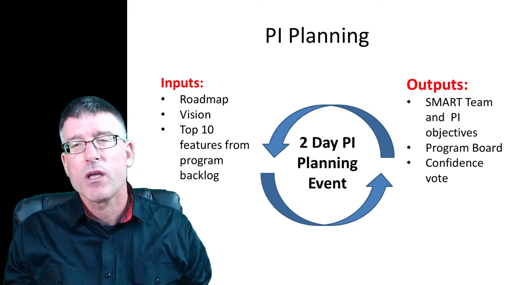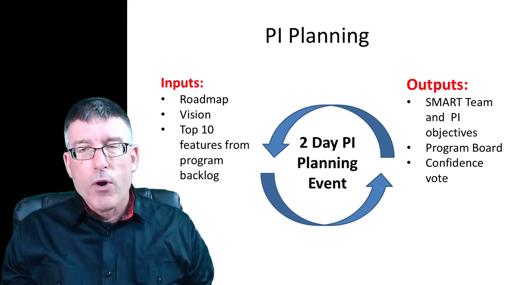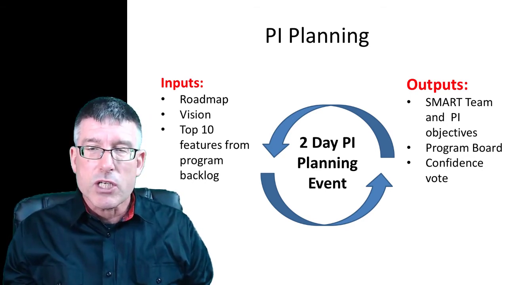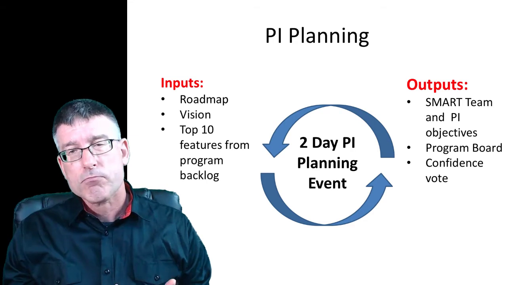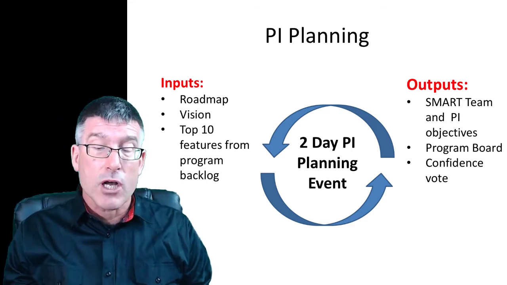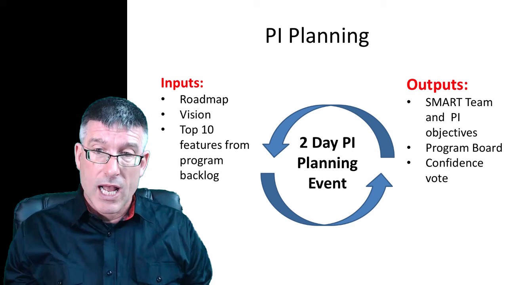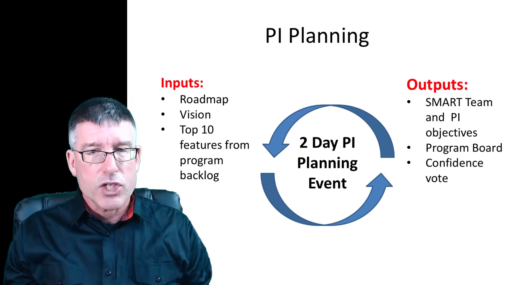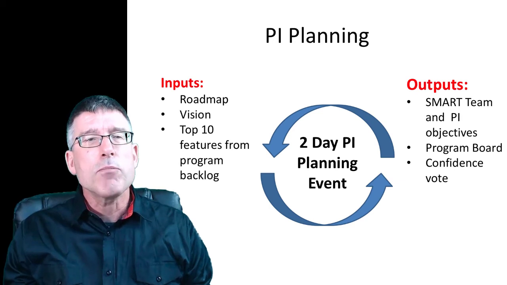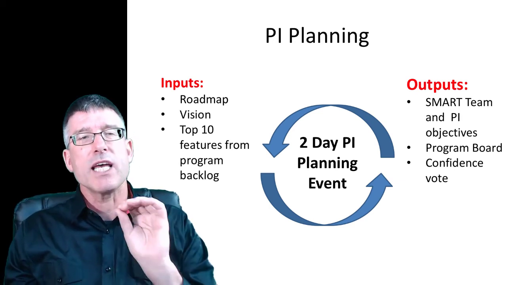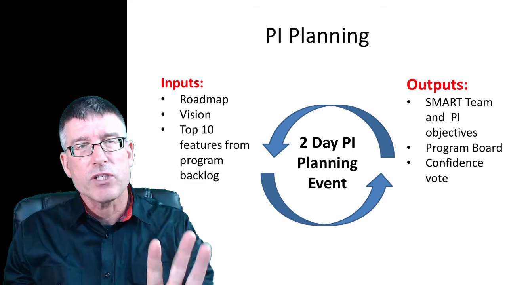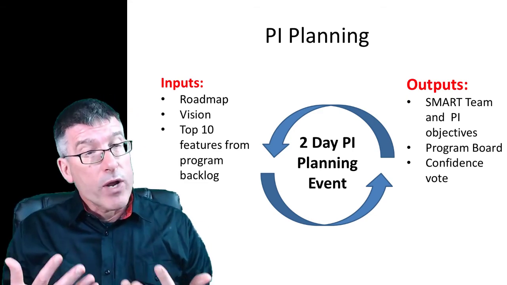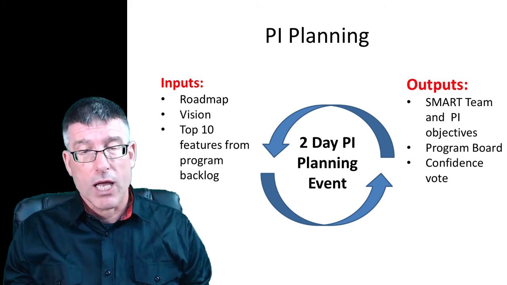Things happen. We're also going to come up with what's called a program board, which reveals the dependencies between the teams, and a confidence vote. All right? A basic principle of Agile is those who do the work, plan the work, and we're asking people to commit to a set of objectives. Then we need the people to have a confidence vote and say, yes, we believe the plan we've created is good, or to say that we have a low degree of confidence in this plan.